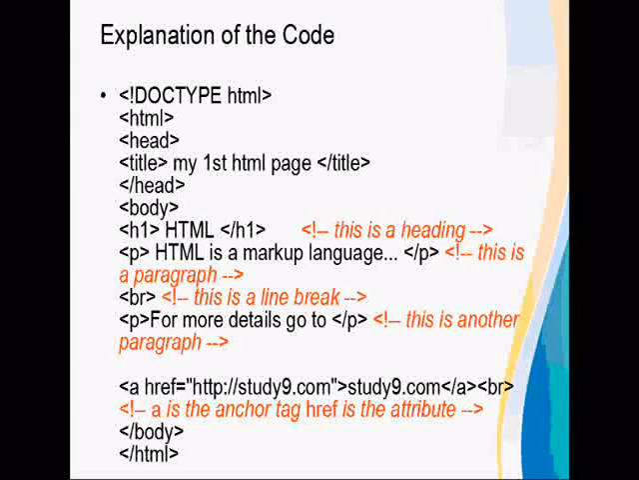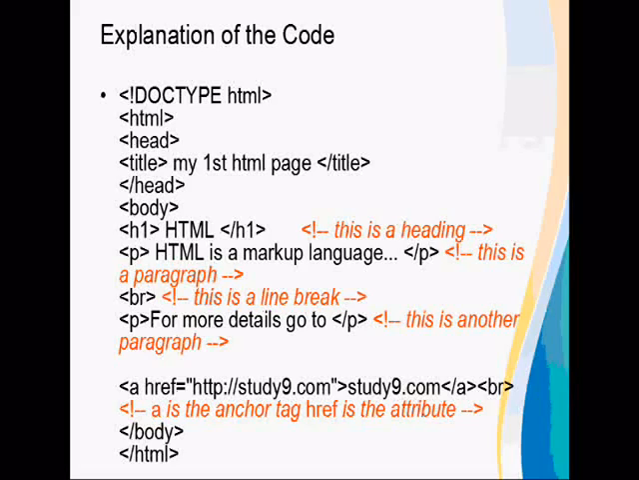The HTML A tag or anchor tag defines a hyperlink. The most important attribute of the A element is the href attribute, which indicates the link's destination. When we click on the hot text or the link, that is in our case study9.com, it will be opened in a new browser page.